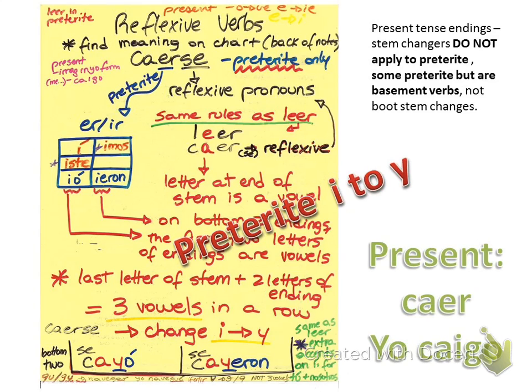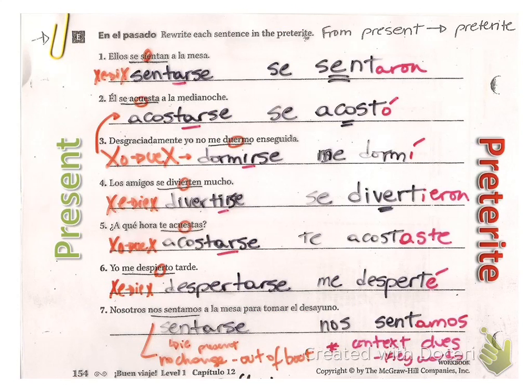Reflexive verbs can also be I to Y verbs, but that would only apply in the preterite. If we were to do this verb, caerse, in the present tense, it would just be a yo change go verb. So the point of this is to make sure that we understand that present tense has one set of rules and preterite has a different one.